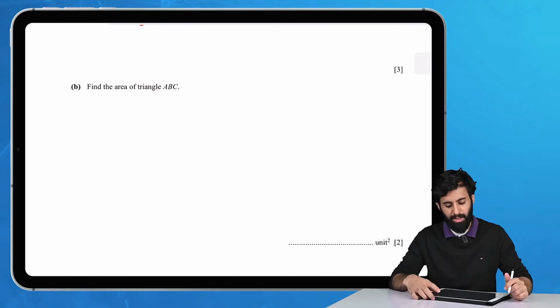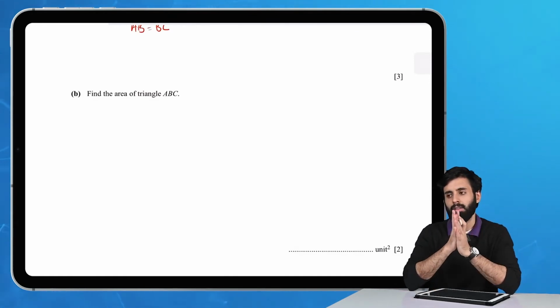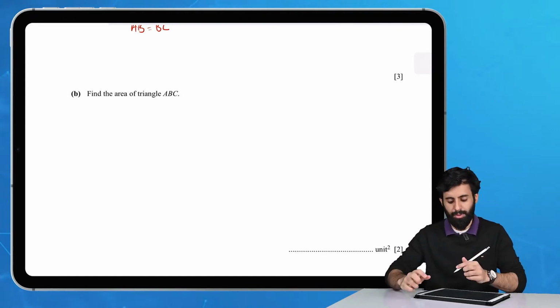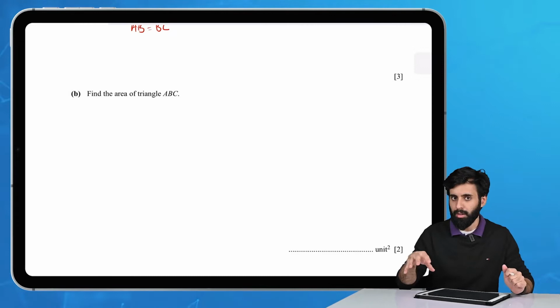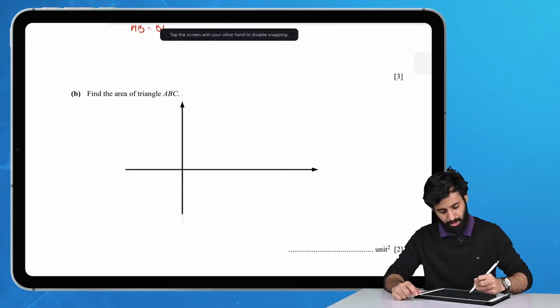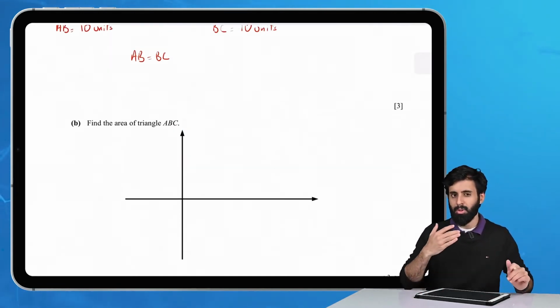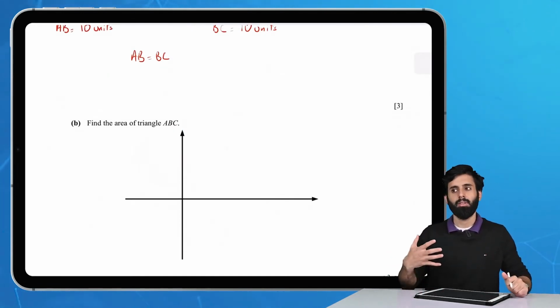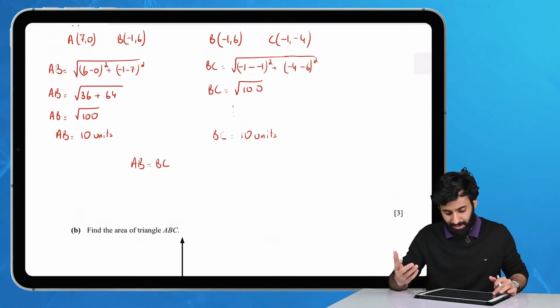It says find the area of triangle ABC. Your safest bet when you have to find the area of a triangle of which you know the coordinates is to first plot these points. I don't mean you need to mark them accurately, just make a rough sketch of where every single point is. That'll give you a better idea of what kind of triangle you're dealing with, and you'll be able to identify your base and height better. That's exactly what I'm about to do.